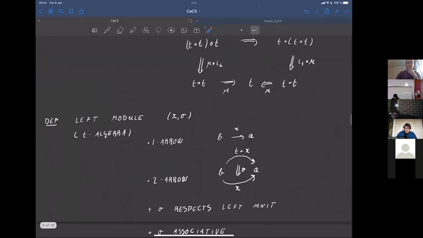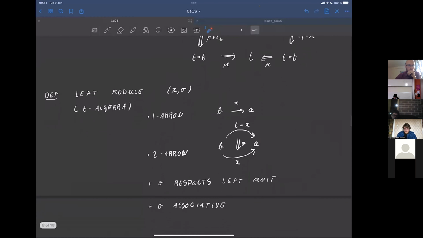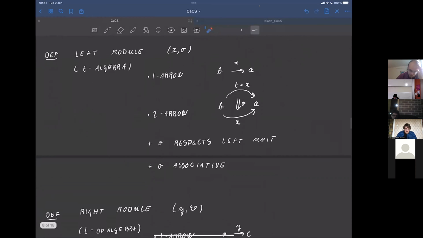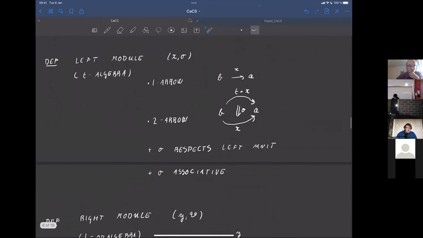Left modules. So now I add an arrow X to the left of A. It comes with a relation that associates X first, then composed with T, to X itself. And this thing respects the units, and it's also associative, so it acts associatively with the multiplication map. There are two diagrams here I choose to skip. I should also mention that in the literature, left modules over monads are often called T-algebras.